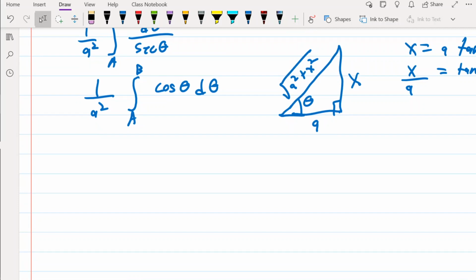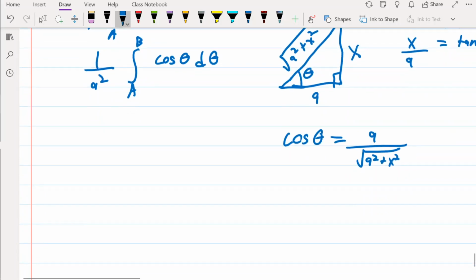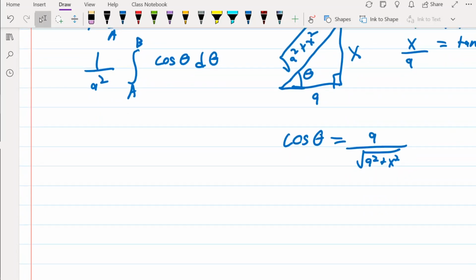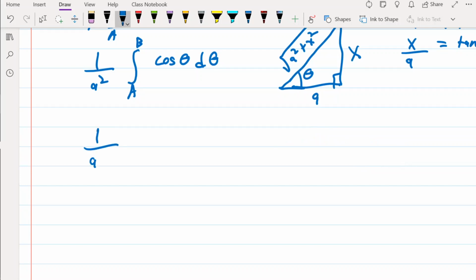Now we need to get cosine of theta. So cosine of theta is going to be equal to adjacent, so a over hypotenuse, which is the square root of a squared plus x squared. All right. So actually, no, let's integrate this first, and then we'll find that. I just realized that would probably be a good call. So the integral of cosine theta is going to be sine theta, and this is going to be from alpha to beta still.